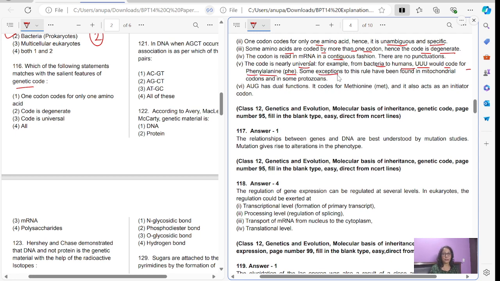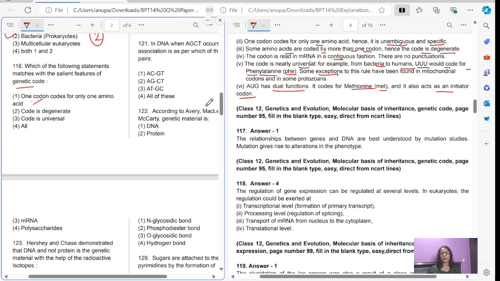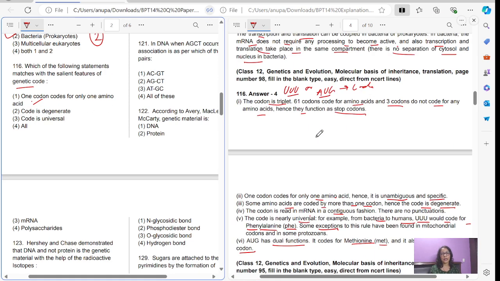Also, there are some exceptions. Sixth, AUG has a dual function. It codes for methionine, Met, and it also acts as the initiator codon. Now let's check the options. The options are: one codon codes for only one amino acid. So this is correct. One codon codes for one amino acid. Second is the code is degenerate. Yes, we have discussed here that the code is degenerate.